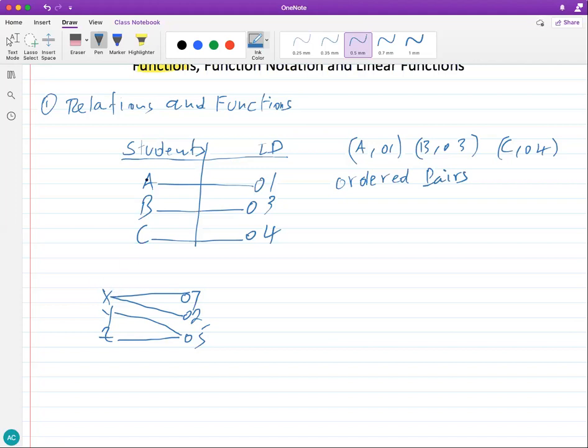A function has to be 1 to 1. 1 from here has exactly 1 from here. But whenever you see one element from here having 2 elements or more from the other side, that's when you say not a function. Because X has 2 corresponding values.